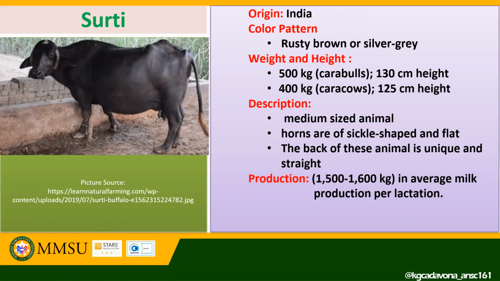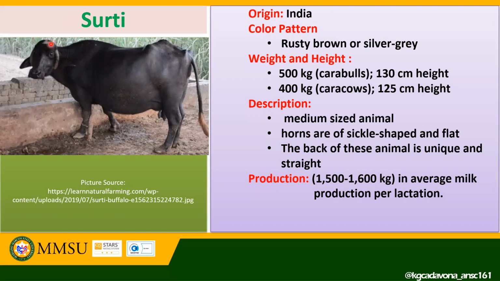Okay, so the Surti buffalo is a medium-sized animal with rusty brown or silver gray body color. So yung kanilang head is very broad and long with convex shape at the top in between sa kanilang mga sungay. Then their horns are sickle shaped and flat.